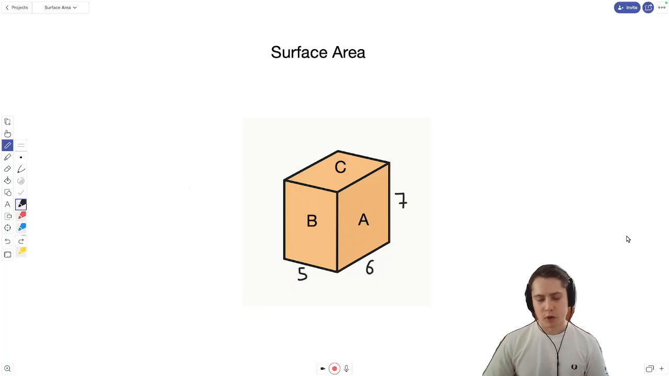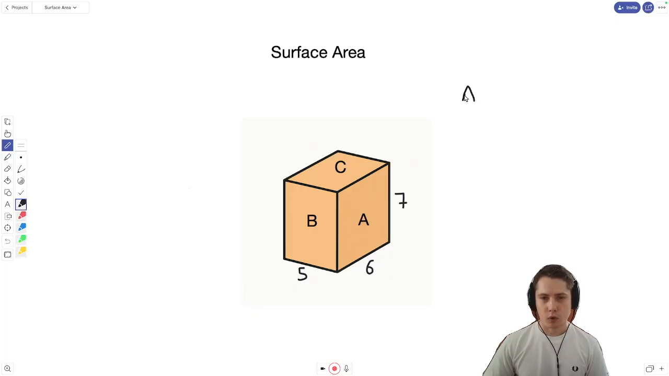So first we have to find out, on this shape here, how many faces do we have? We have two A's, right? One A here, one at the back, two B's, one B here, one at the back, and two C's, one C here and one at the bottom. So altogether we have 6 faces. We have to get the area of all of them. So let's start with A.